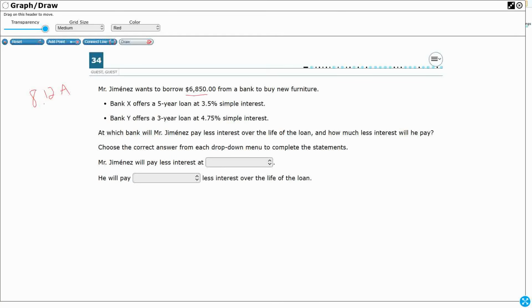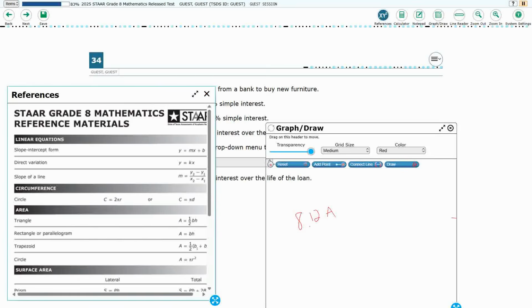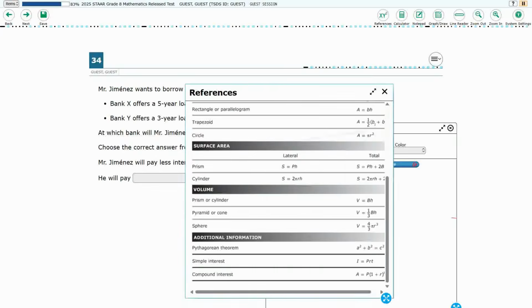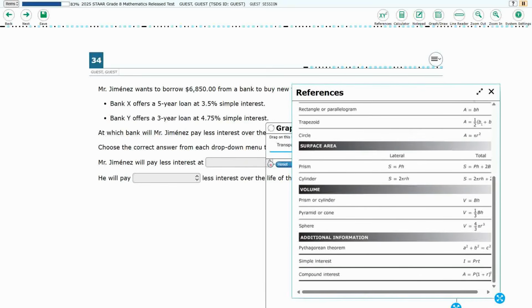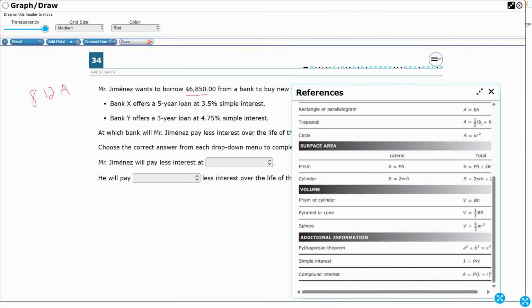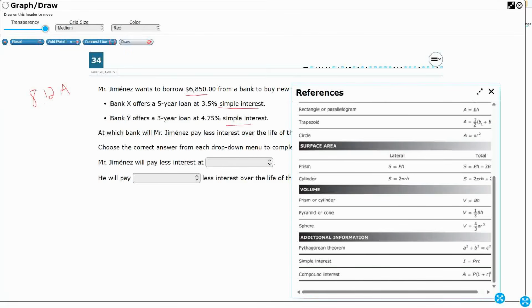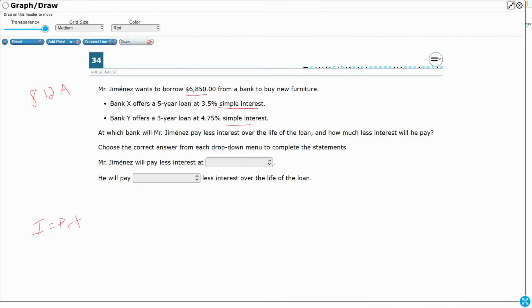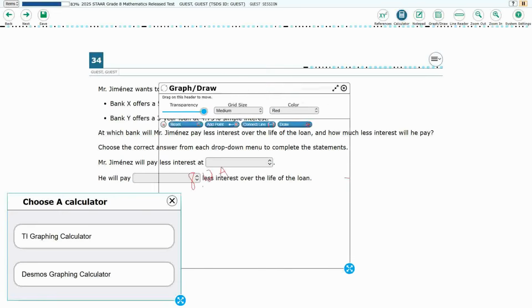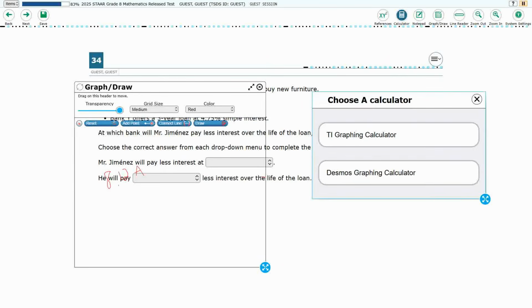All right, so let's go ahead and get our formula here. Our reference materials let us know that when we're dealing with simple interest, and it does say simple interest right there, let's make sure we've underlined simple, not compound. I equals PRT. And we are going to need our calculator out for this, so we'll get that out and ready.